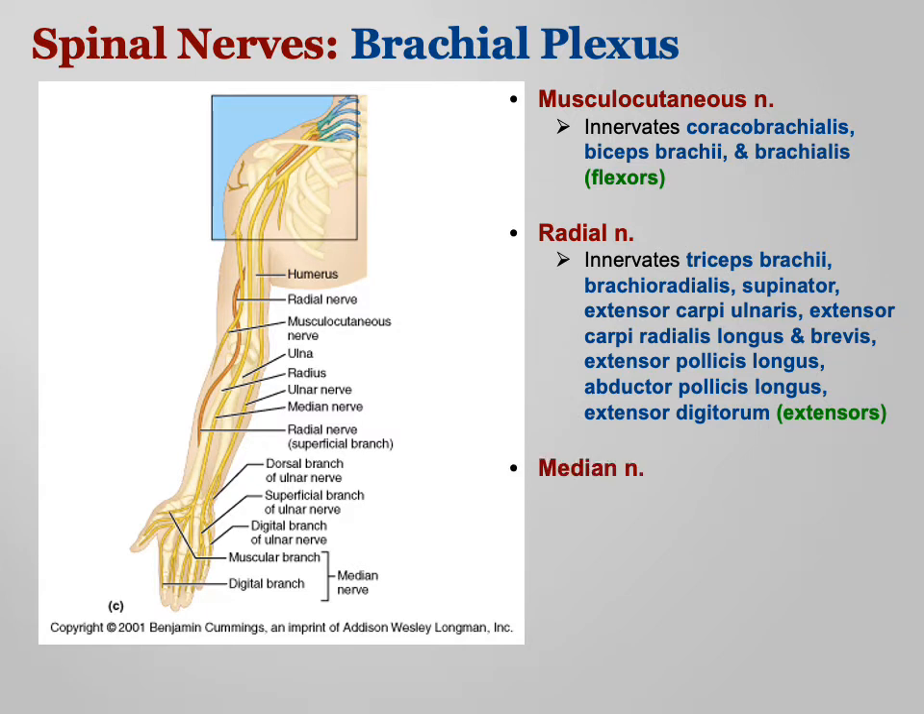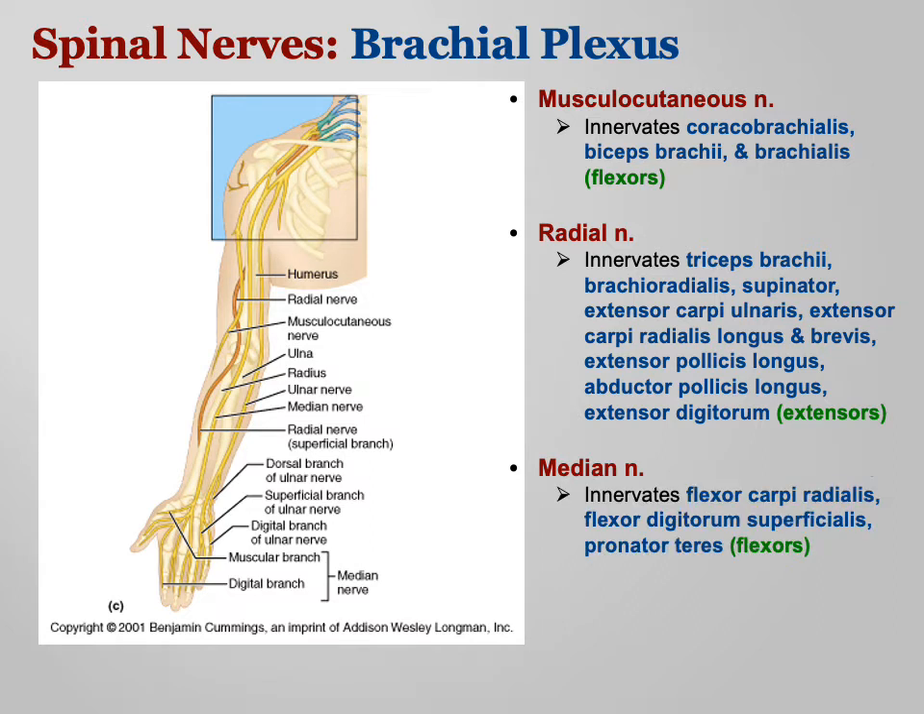The median nerve, where's that going to be? Right down the middle, all right? Remember we saw that before in the muscles. Carpal tunnel syndrome is compression of the median nerve. So it goes to flexors: flexor carpi radialis, flexor digitorum superficialis, pronator teres. So the median nerve innervates flexors.